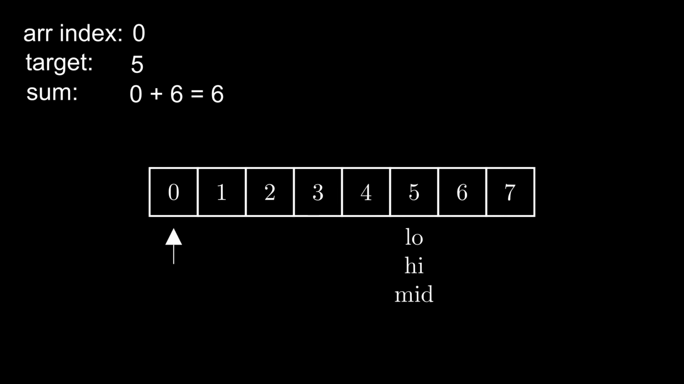We continue doing this until we either find our target or we find that there is no solution in our subarray, and then we'll just continue moving our index to the next element in the array and continue doing binary search until we either find some pair of numbers that add up to our target or we find no solutions at all.